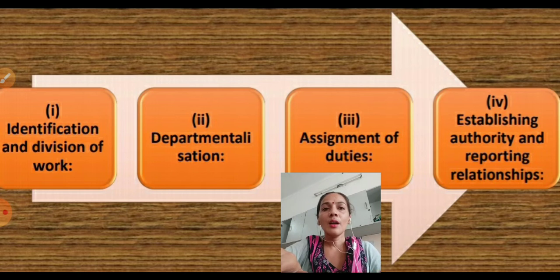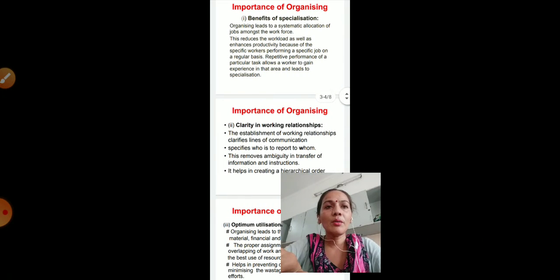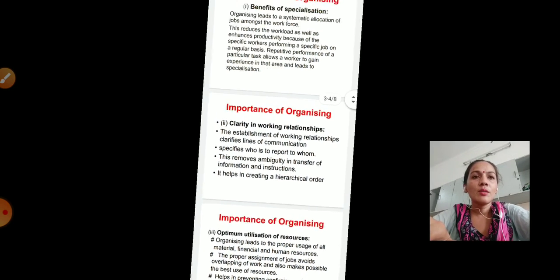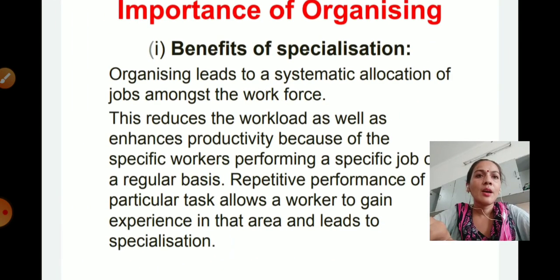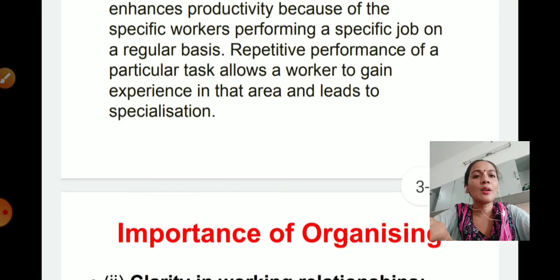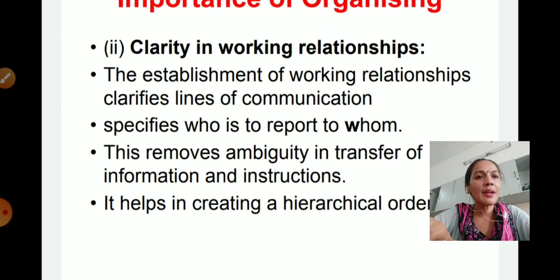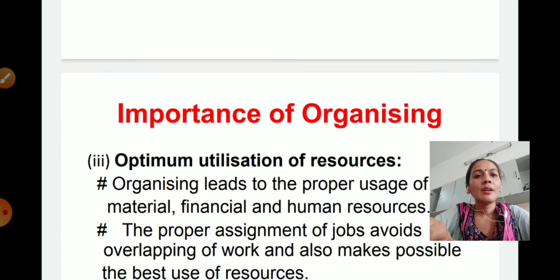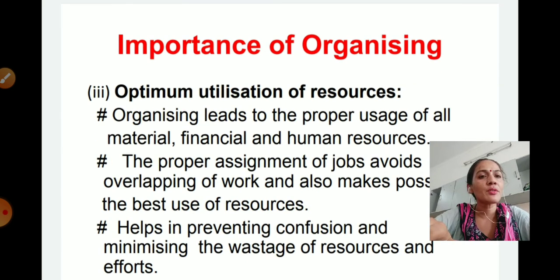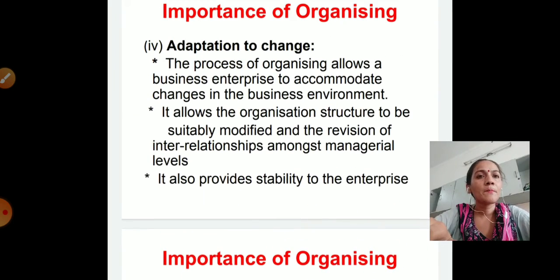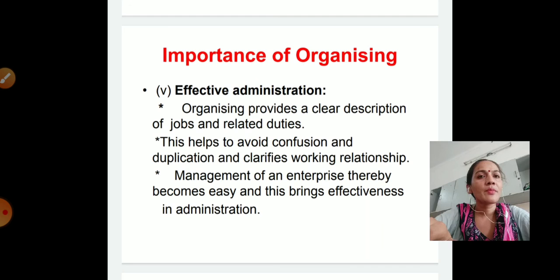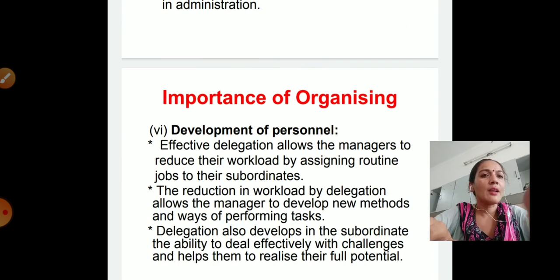Okay. Now next, importance of organizing. So these are the few points. Like the first one, benefits of specialization. Second one, clarity in working relationship. Third, optimum utilization of resources. Then fourth, adaptation to change. Fifth, effective administration. Okay. Sixth one, development of personnel.